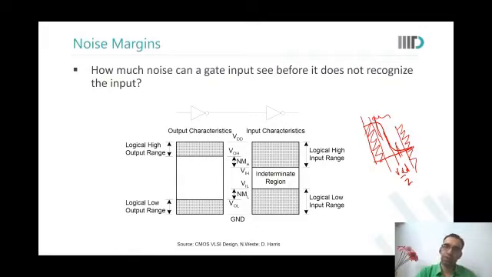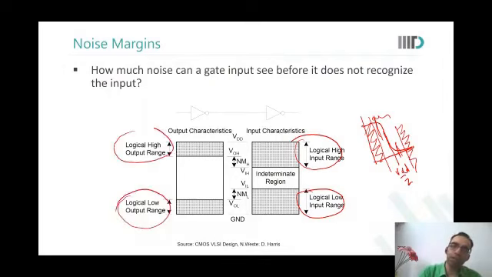Are you able to see this? So this is called the logical high input range and logical low input range. And the output, as we said, will always go to either VDD or ground. So logical low output range and logical high output range. When the output has risen to, let us say, 80% of VDD, we say it is high. We don't really need it to be full VDD. And this difference between them is called noise margin.